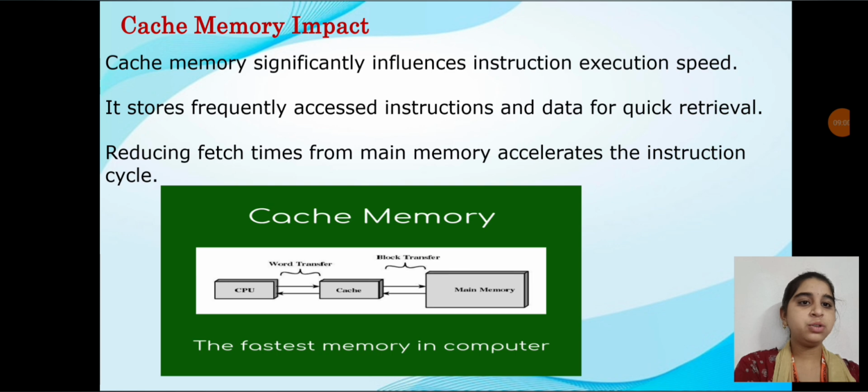Here the cache memory is present between the CPU and the main memory. The transfer between a CPU and a cache is called word transfer, while the transfer between the cache and main memory is called block transfer. Cache memory is the fastest memory in the computer.